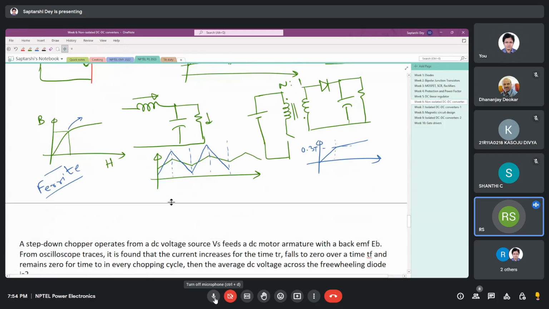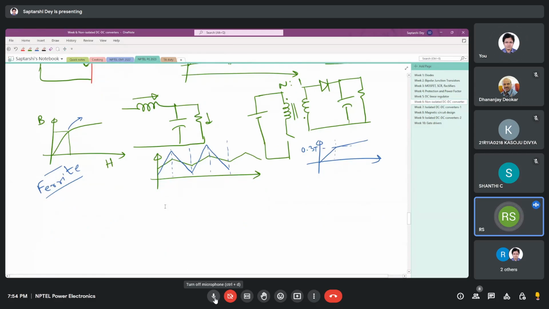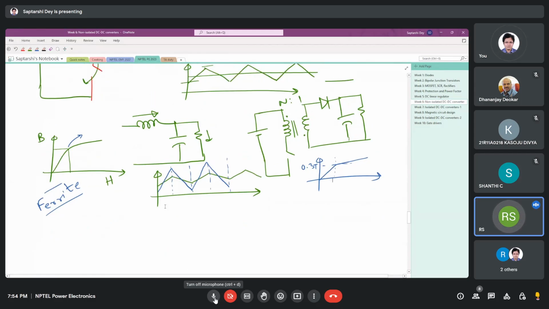You're saying that by keeping the load constant, if you reduce the frequency, you are having more ripple on the current. Yes, average is still the same, that is the load. So the phi max now increases. So you have to give enough room for the phi max to flow.